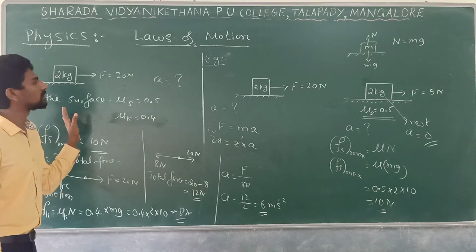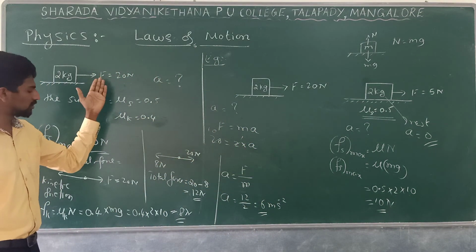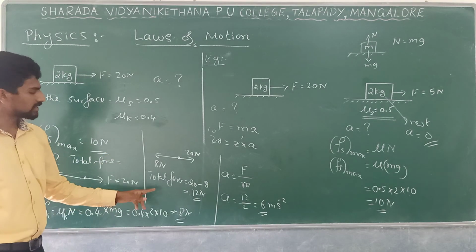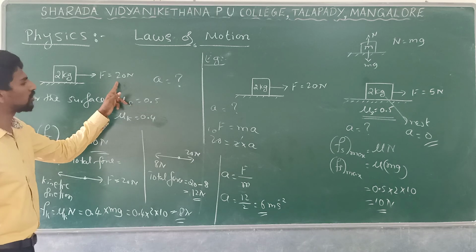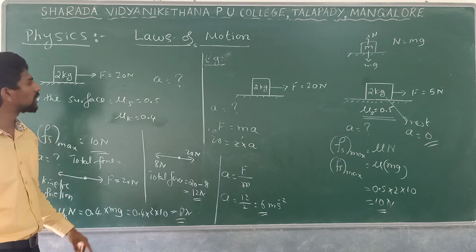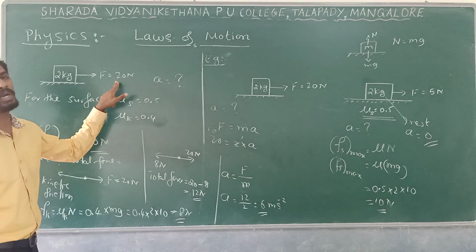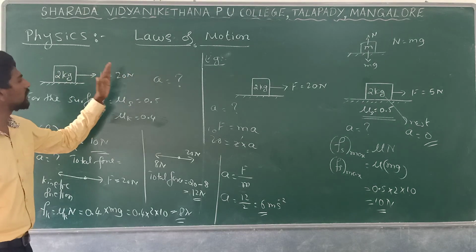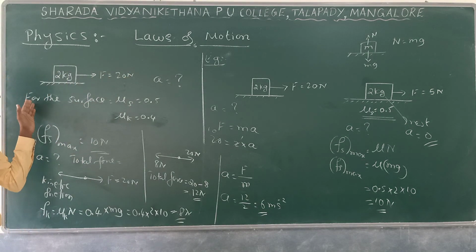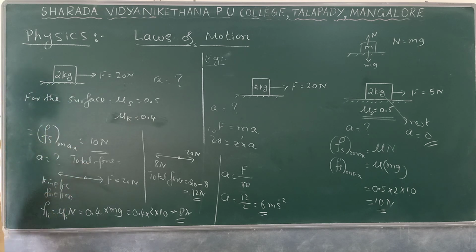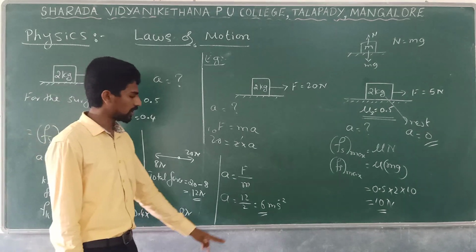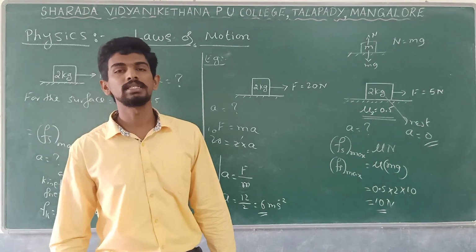Then the third case, the same 20 Newton is applied. Again you calculate the acceleration of the body, because we already got the maximum as 10 Newton. This 20 is more than 10 Newton. So how to find the acceleration? In this direction 20, in the opposite direction there will be kinetic friction. Calculate, and you will get the answer. So here you got 6 meter per second square.